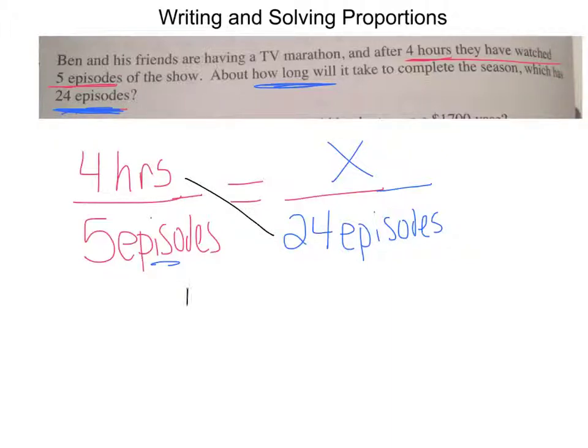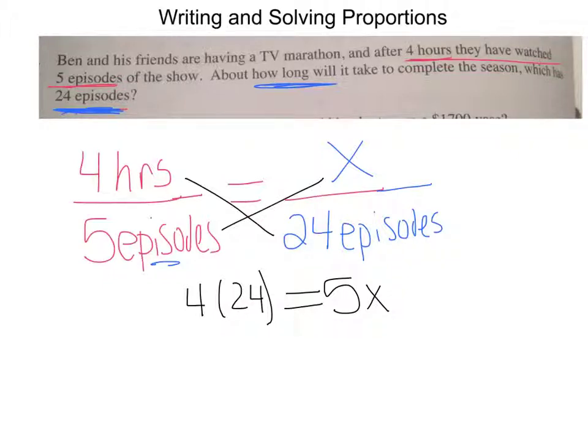So we'll do 4 times 24, and we know that that's equal to 5 times X, because remember, the product of the diagonals in a proportion is equal to each other. Okay, so we need to figure out 4 times 24, and that would be 96, and that's equal to 5x. And then to figure out x, we have to take 96 and divide it by 5, and we get 19.2 is equal to x. All right, but don't leave it like that.